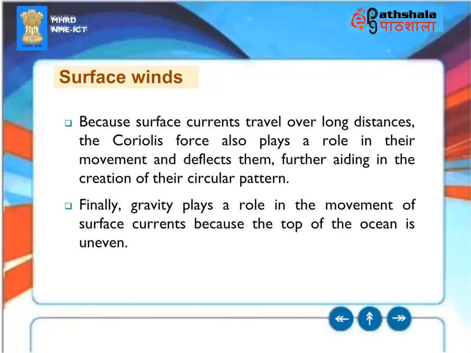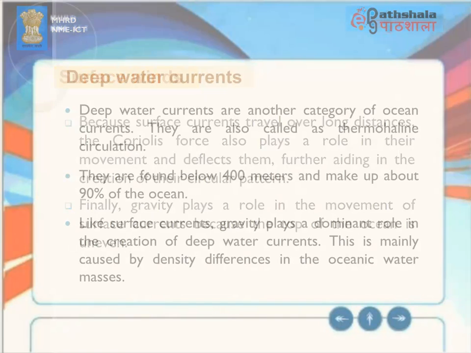Because surface currents travel over long distances, the Coriolis force also plays a role in their movement and deflects them, further aiding in the creation of their circular pattern. Finally, gravity plays a role in the movement of surface currents because the top of the ocean is uneven.